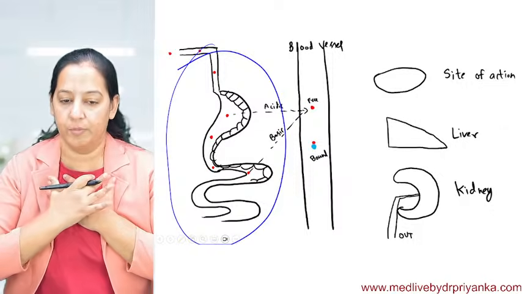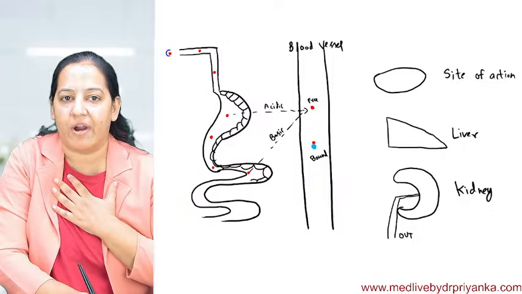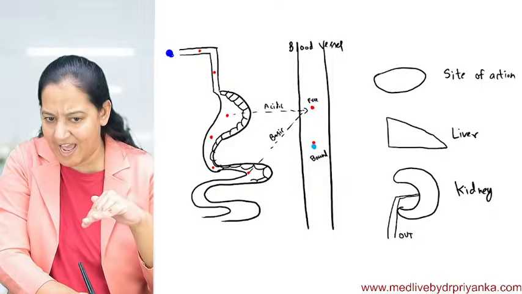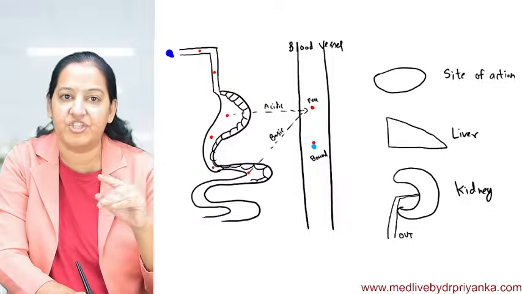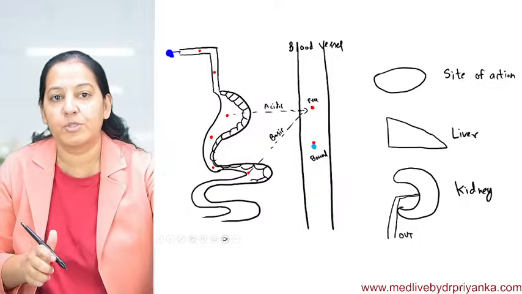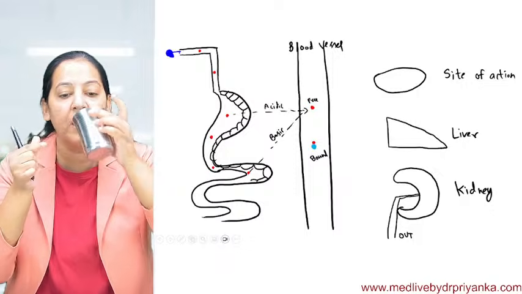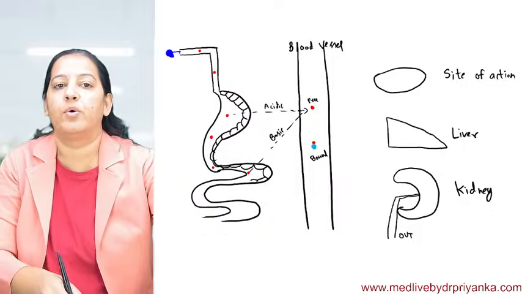Suppose it's a normal human GIT. Suppose I am taking a drug, a tablet or a capsule or a syrup, any formulation from the oral route. This is my mouth, oral route. Suppose I'm having a tablet or capsule, I'm keeping it in the mouth and taking it with sips of water. So what will happen?